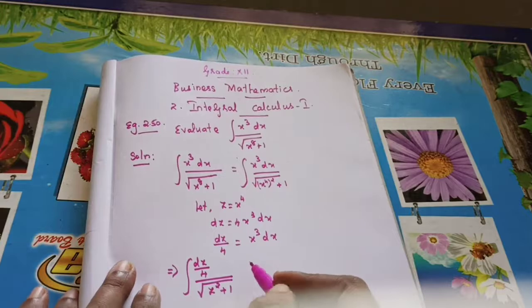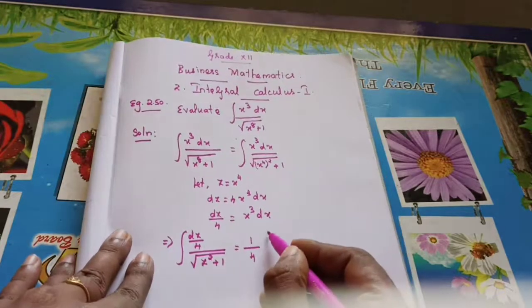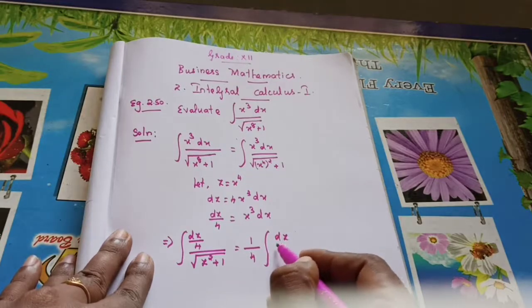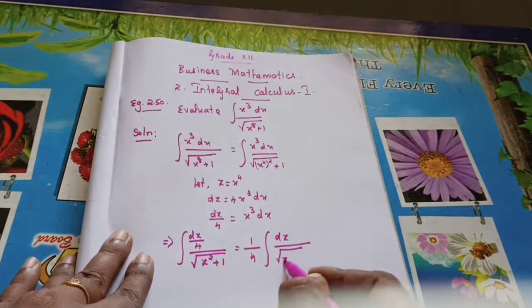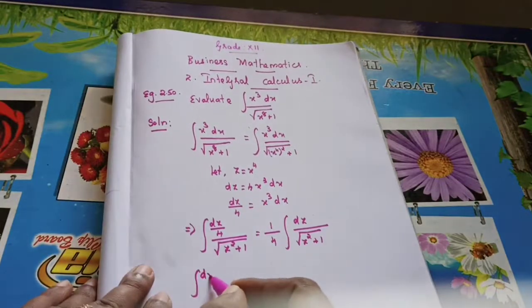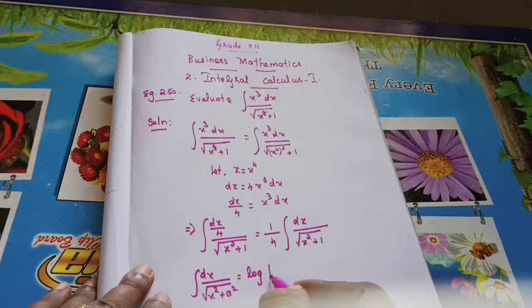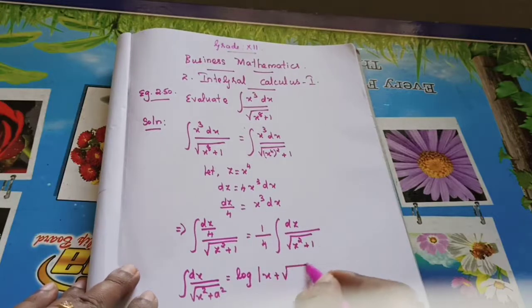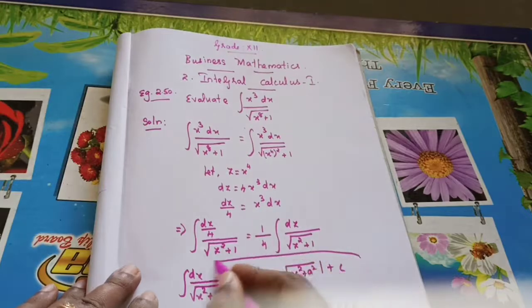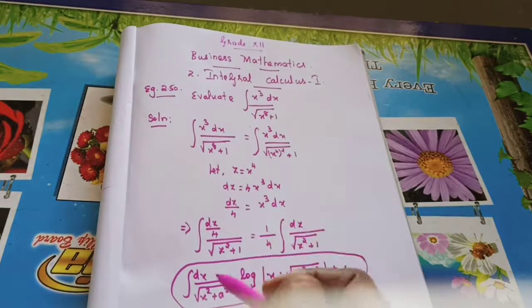Here we can take 1 by 4 as the constant outside. The remainder is integral of dz divided by square root of z square plus 1. Now you can use the formula: integral of dx divided by square root of x square plus a square is log of modulus of x plus square root of x square plus a square, plus c. This is the formula we are going to use here. Got it? So here we need to change according to this.